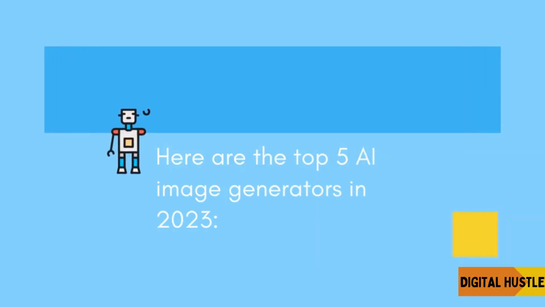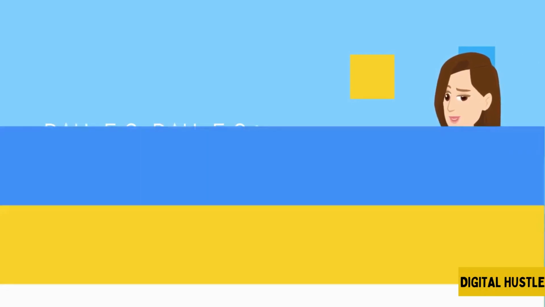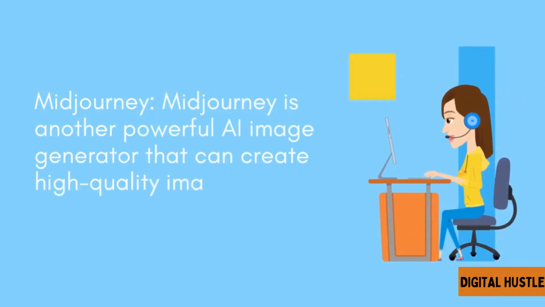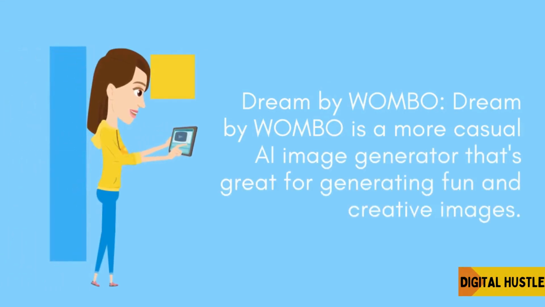Here are the top 5 AI image generators in 2023. DALL-E 2. DALL-E 2 is arguably the most popular AI image generator. It can generate realistic images from a wide variety of text descriptions. Midjourney. Midjourney is another powerful AI image generator that can create high-quality images in a variety of styles. Dream by WOMBO. Dream by WOMBO is a more casual AI image generator that's great for generating fun and creative images.